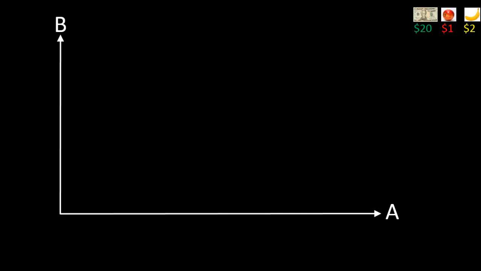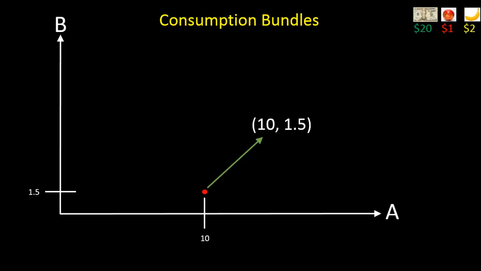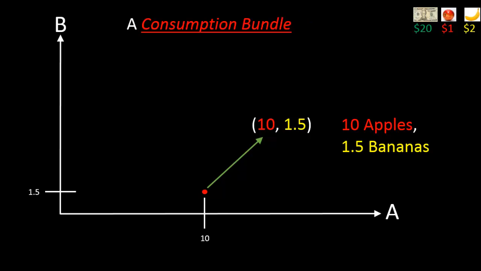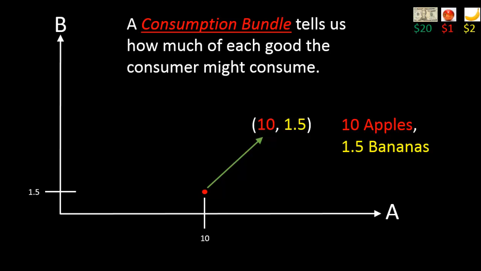The points on the graph are going to be what are called consumption bundles. Here's an example of a consumption bundle. It's the point highlighted in red. This is the point 10, 1.5. That's 10 apples and 1.5 bananas. So what exactly is a consumption bundle? Well, a consumption bundle is just going to tell us how much of each good the consumer might consume. So the example we just gave, 10, 1.5, is an example of a consumption bundle.